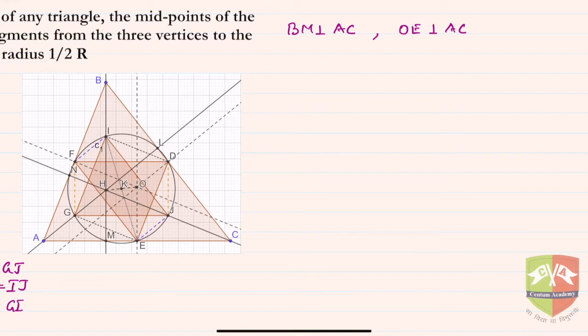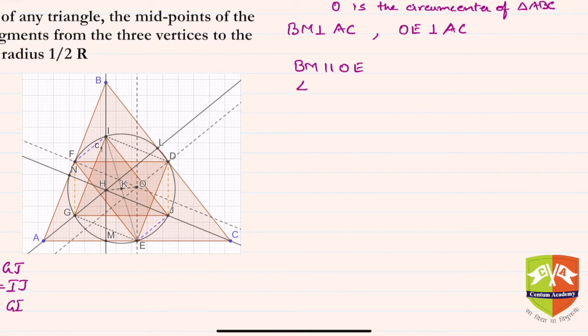By the way, if I forgot to mention this in this session, I had mentioned it in the previous one. O is the circumcenter of ABC, guys. What is the circumcenter? The circumcenter is the point of intersection of all perpendicular bisectors. So BM is perpendicular to AC and OE is perpendicular to AC. So hence, BM is parallel to OE.